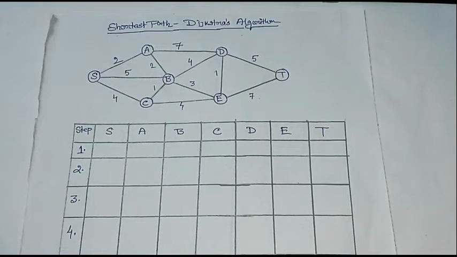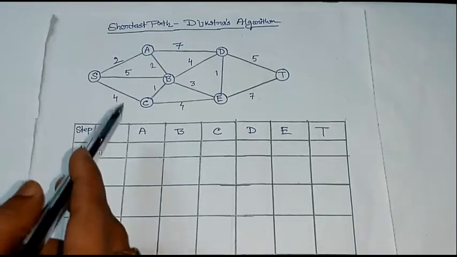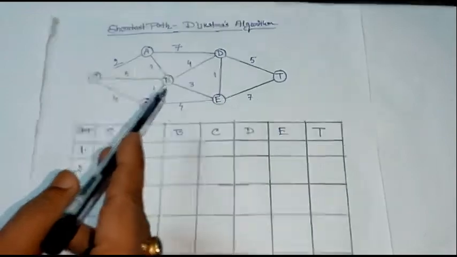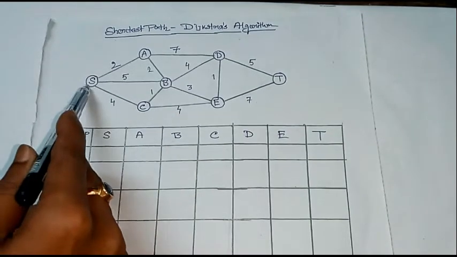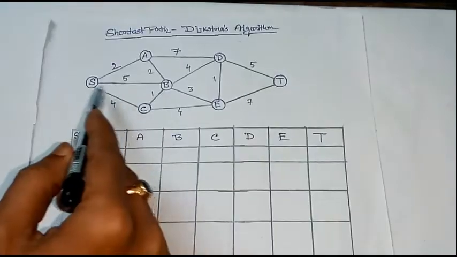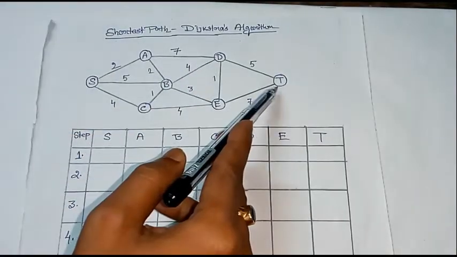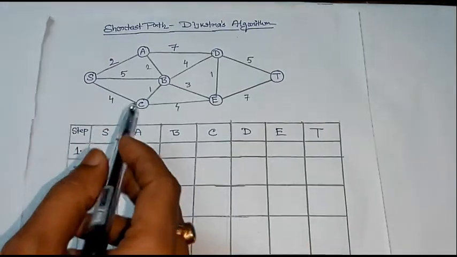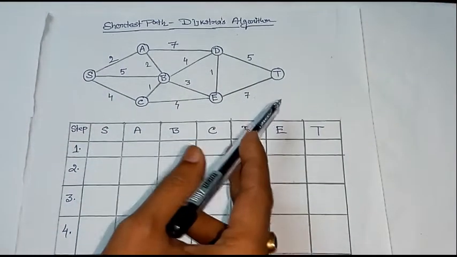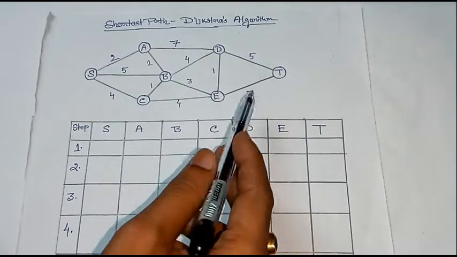Hello everyone, in this problem we shall find the shortest path of a graph by Dijkstra algorithm. Suppose this is the given graph and here we have to find the shortest distance between S and T. So S is the starting vertex and T is the destination vertex. We have to find the shortest distance between S and T and we shall use Dijkstra algorithm.